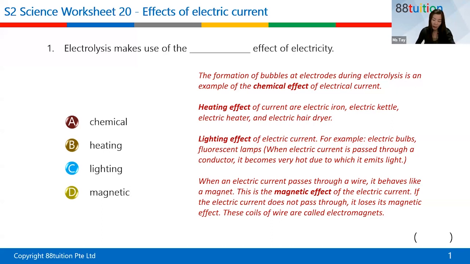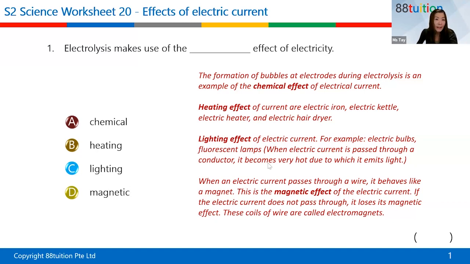When we come to the lighting effect of electric current, like the electric bulbs, we talk about this even in primary school, light bulbs, right? How come the light bulb can light up? It's because of the filament that is actually glowing. When electric current passes through the filament of the light bulb, it gets very hot. It gets so hot that it starts to glow. When it glows, it emits light.